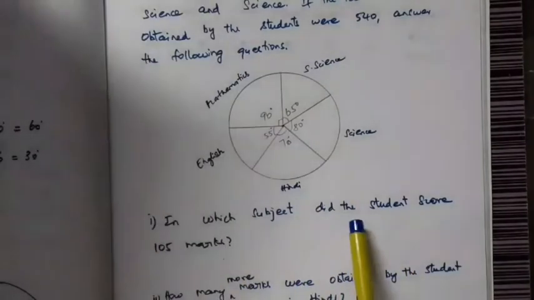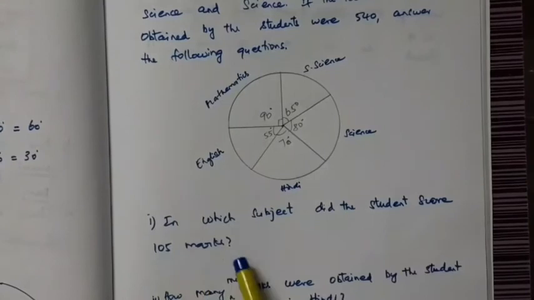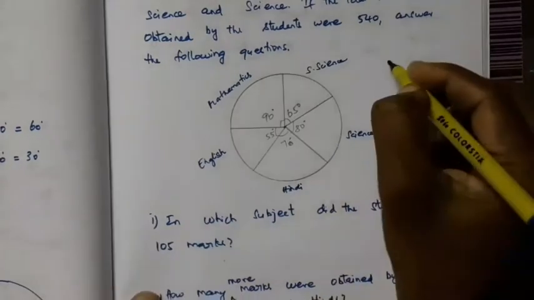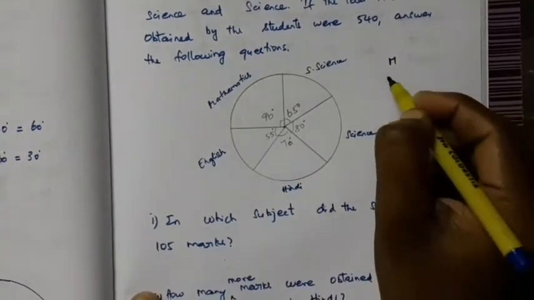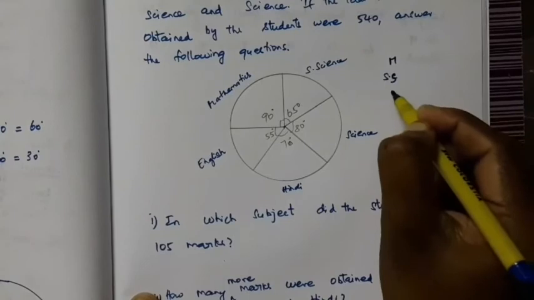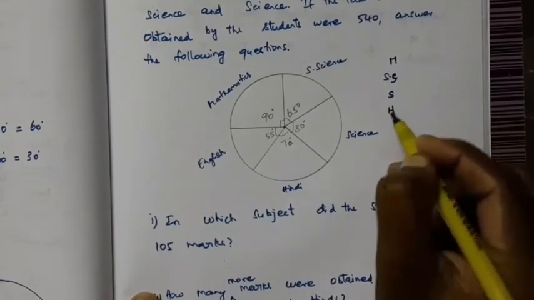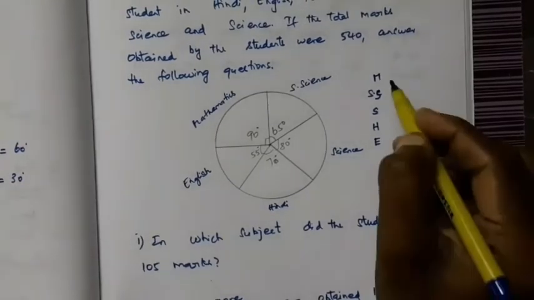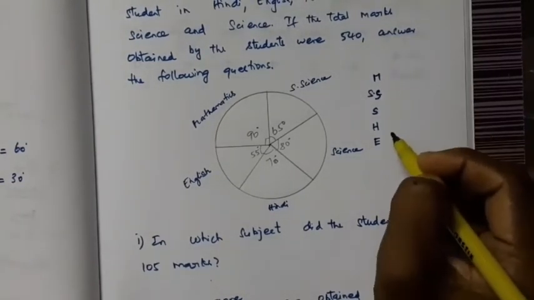In which subject did the student score 105 marks? So we have to find in which subject the student scored 105 marks. The subjects are mathematics, social science, science, Hindi and English. They didn't say how many marks in each subject.